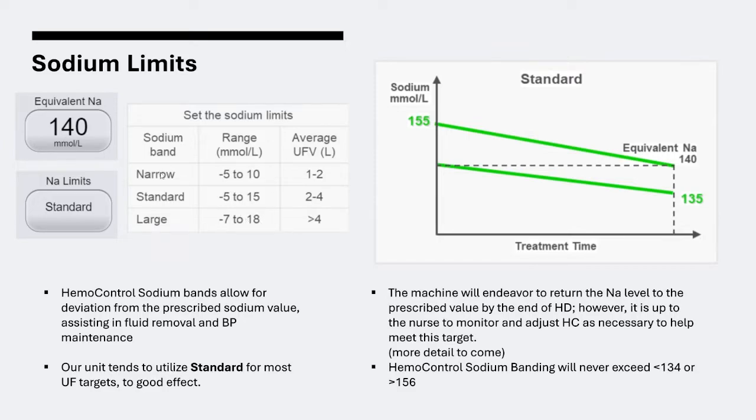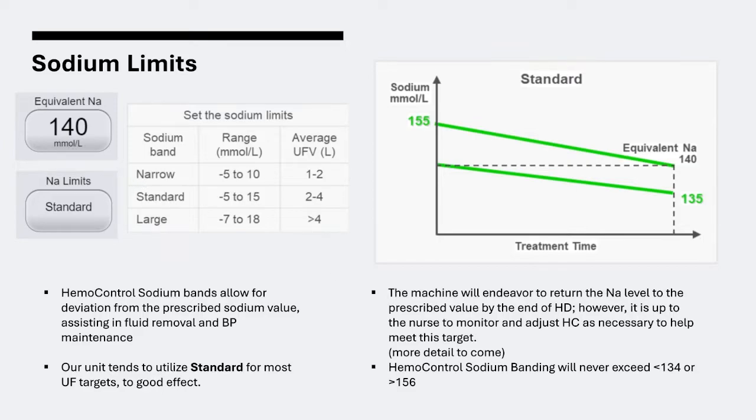+18. Now, this would actually take it outside of the safeguards. The maximum that the machine will allow the sodium to get to is 156. It won't actually exceed 156. So despite it giving you the large parameter, you wouldn't be able to utilize it with your equivalent sodium of 140.